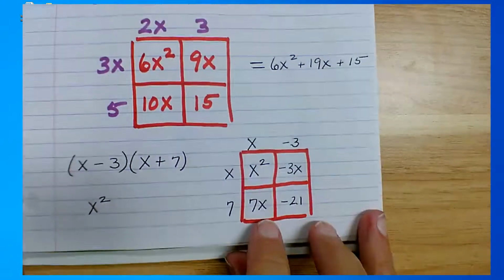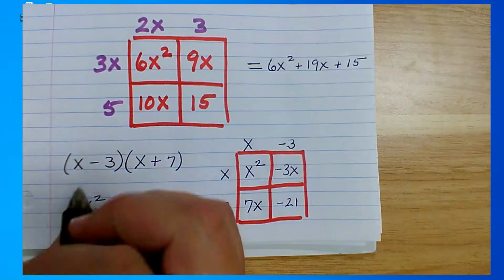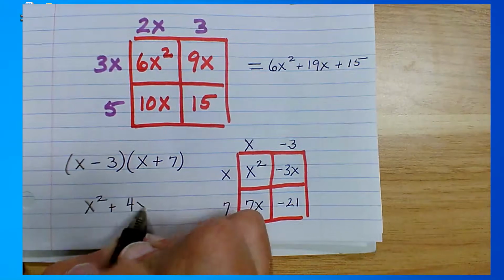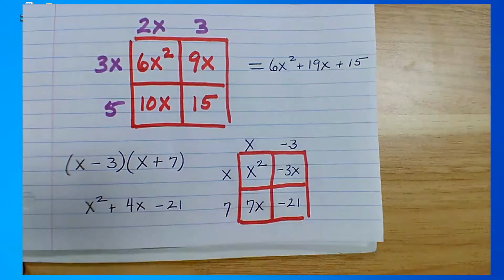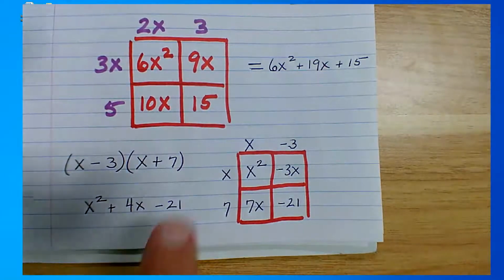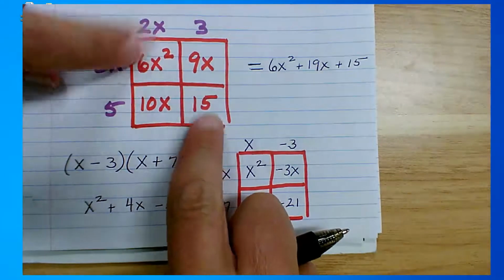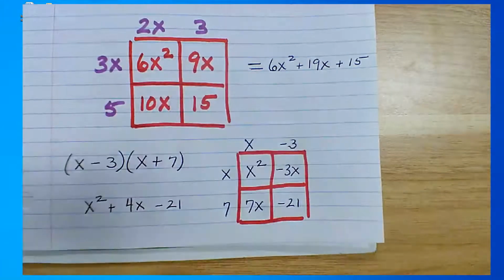Can't see what I'm doing. Right? X squared. 7x minus 3x is 4x minus 21. So after I do the box, I have to combine the terms inside. Now, the guys here in these corners, they're not going to have any friends. They're just going to be those guys. The guy on the diagonal will actually combine.